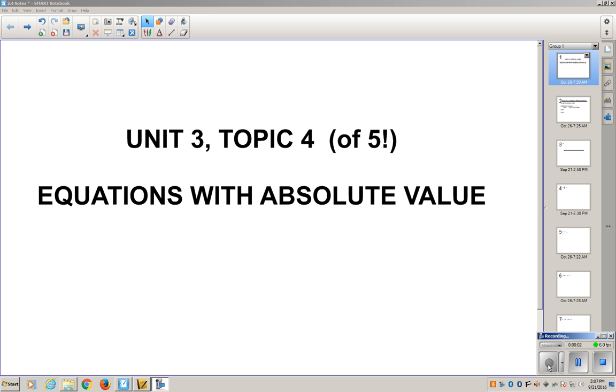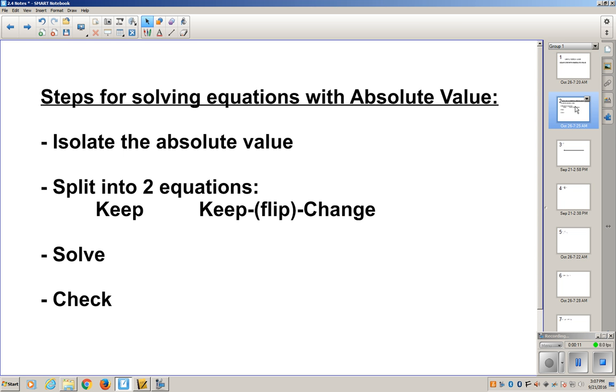Okay, here's topic 4 from Unit 3, and we're talking about solving equations that involve absolute value. There's just a couple of key things right here. Just like when we were working with equations with radicals, we had to isolate the radical. We have to do the same thing with absolute value. We need to get the absolute value by itself first.